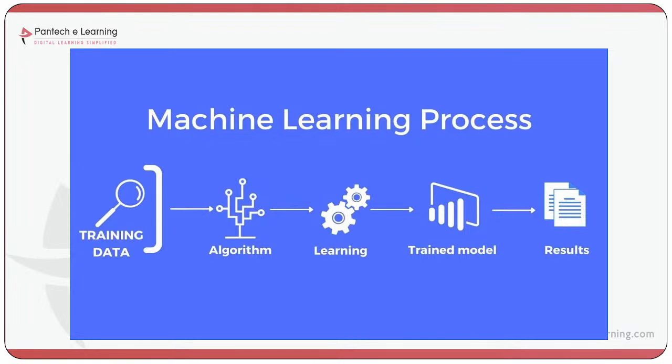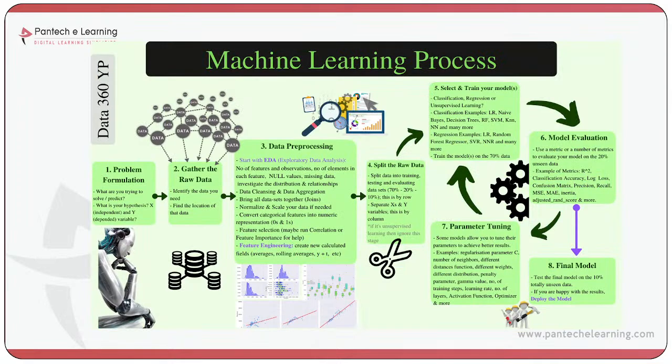This is how the machine learning working process works. First we train the data. After that, we apply the algorithms. After completion of the algorithms, the machine has to learn. After that, we apply the trained model to get the result. This is the process of machine learning.